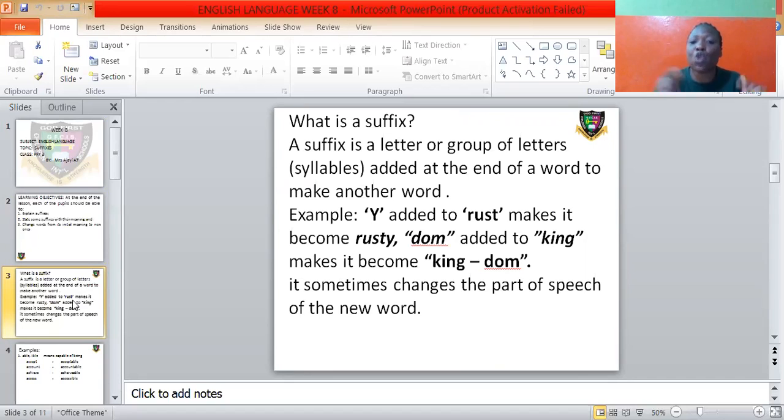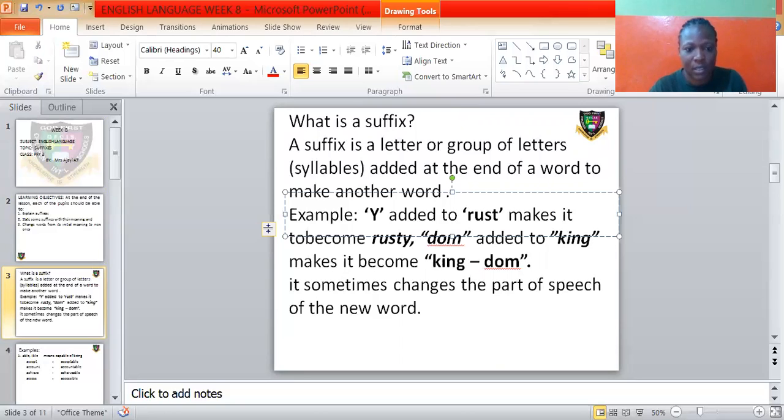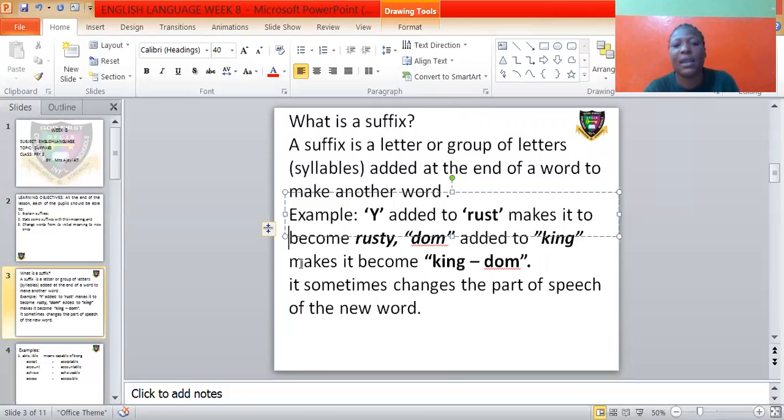Example, Y added to rust makes it become rusty. Dom added to king makes it become kingdom.